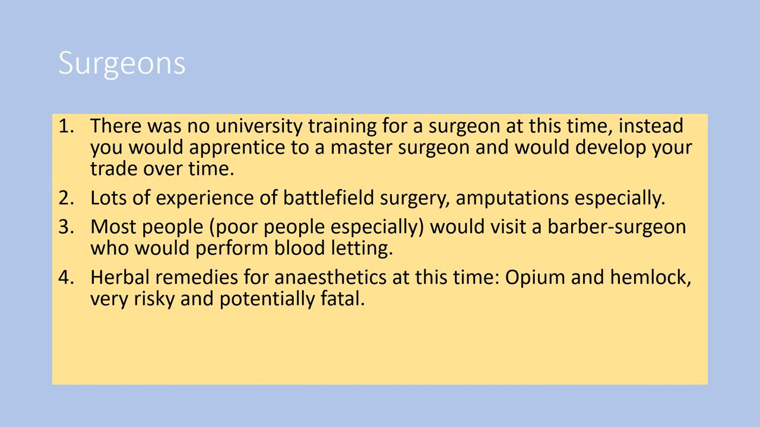At this time, very little complicated surgery was carried out. You certainly wouldn't be getting anything like internal surgery at this time, especially because it was forbidden to dissect bodies. So when they needed to perform something maybe a little bit more complicated, like an amputation maybe, although they did do a lot of amputations while people were awake, they would use herbal remedies for anesthetics. Opium and hemlock are two examples of herbal remedies they would use.